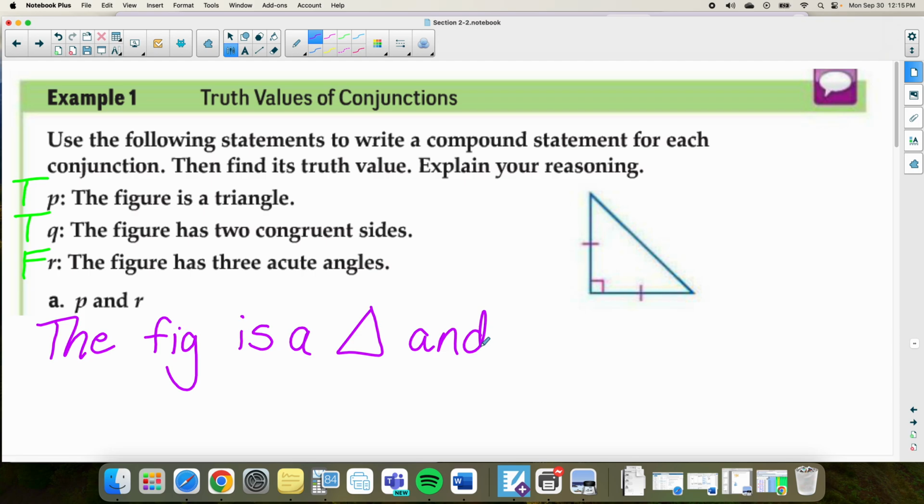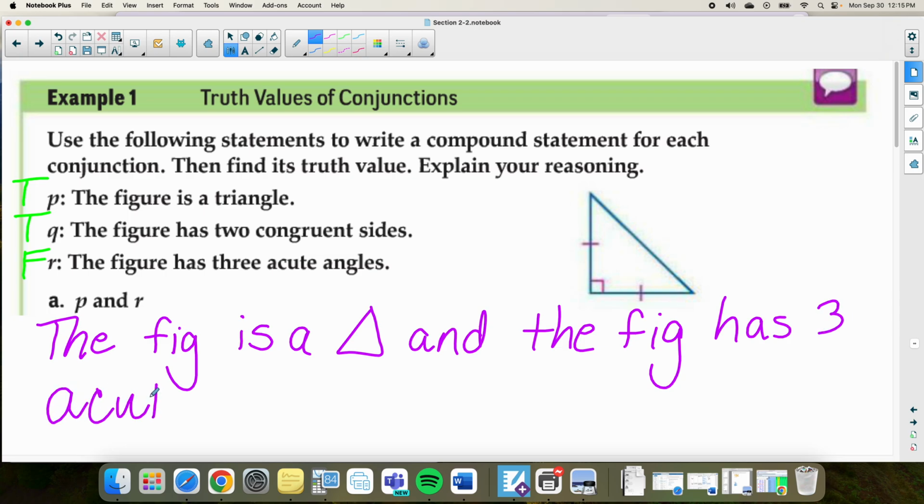And then I also have to write R, so that one is "and the figure has 3 acute" using the number 3. One of the things I do a lot in geometry is my abbreviation for angles, which is an angle symbol with an apostrophe s. I show you that because I use it a lot, and if you see it, you'll know what I'm talking about. So right now we wrote out the two statements and connected them with the word and.